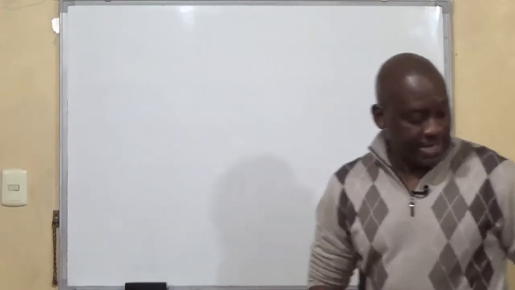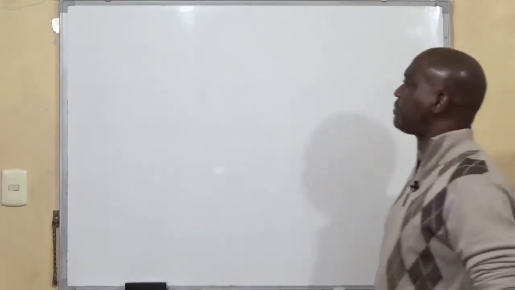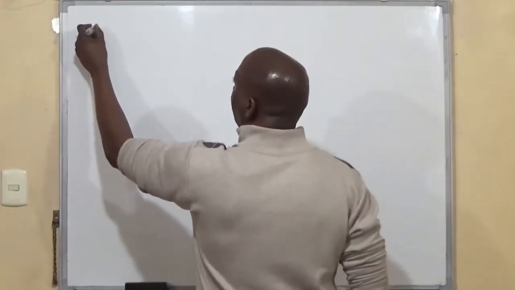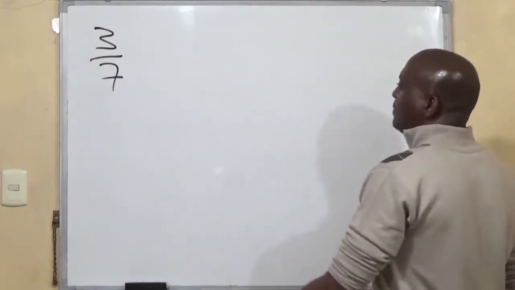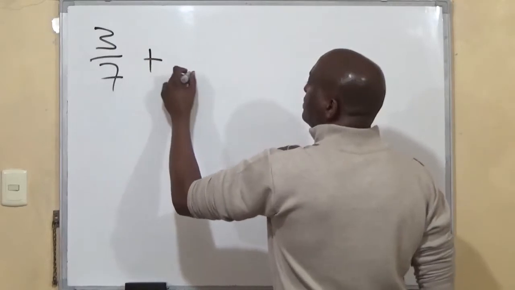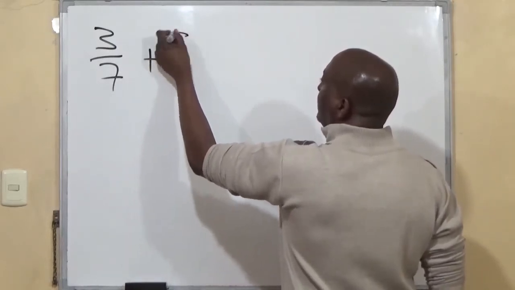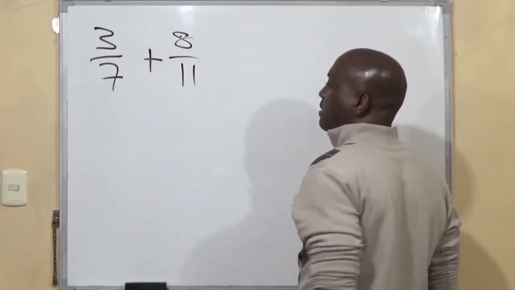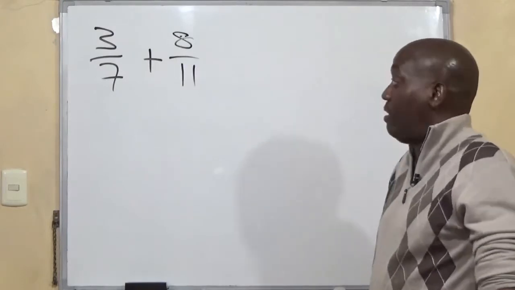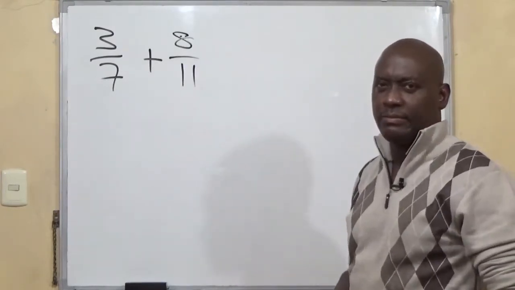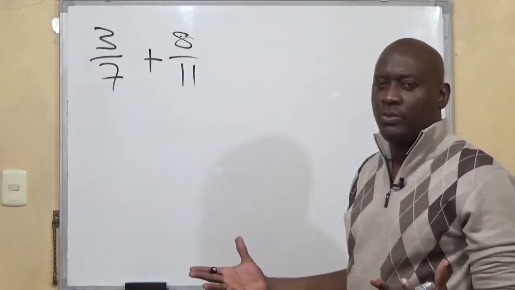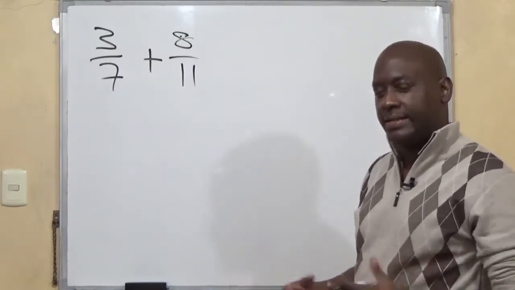So, examples again. 3/7. We're sticking with the 3/7. And in this case, we add, let us say, 3/7 plus 8/11. Looks like trouble. All right. 7 and 11. What do we do in a case like that?